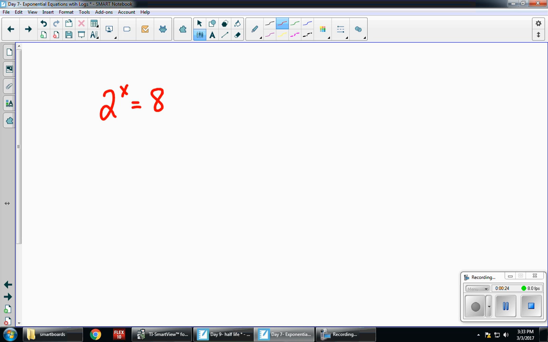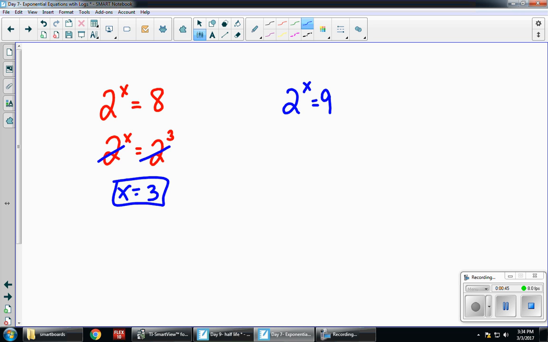Well, we used to use a common base. So, 2 to the x is equal to 2 to the third. Once I have a common base, I can drop them out and only focus on my exponents, set them equal to each other. However, what happens when you can't find a common base? So let's say I have 2 to the x equals 9. I don't know how to find a common base because there isn't one. I can't write 9 as a power of 2.